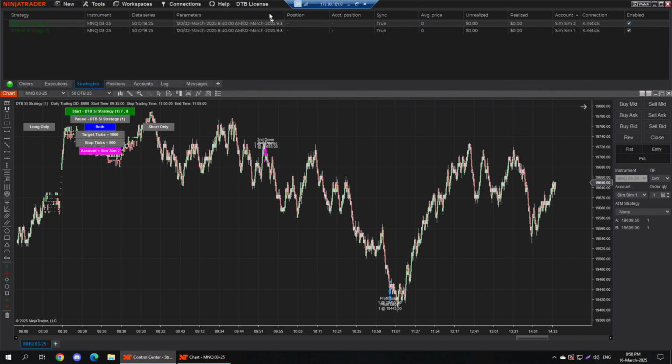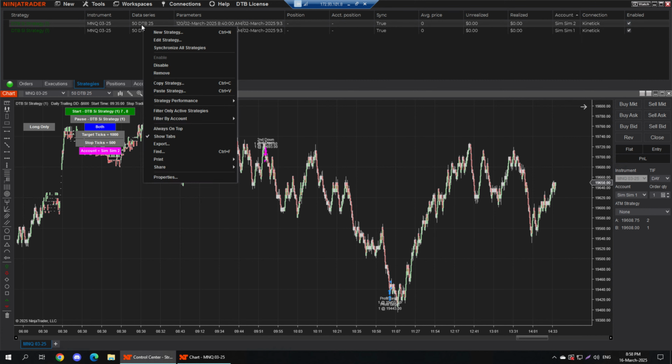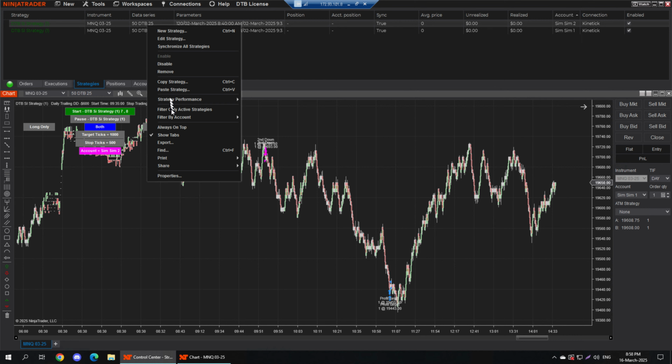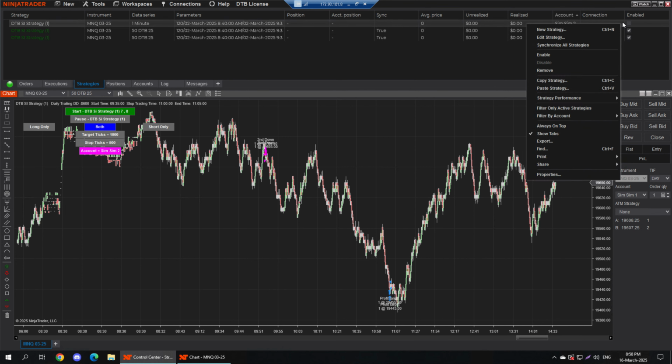So basically what's happening now is you've got one strategy running on a chart, and another strategy running chartless. And you can do this for multiple accounts. So if you've got 10 trading accounts, you could run the same strategy on multiple accounts just by going to copy strategy and paste strategy, and then going into the settings over here like this. Edit.